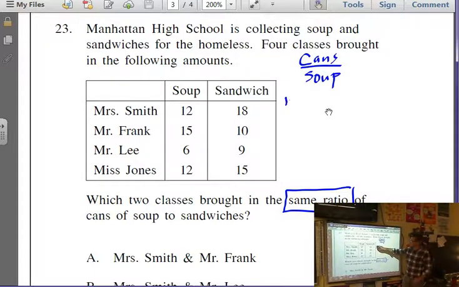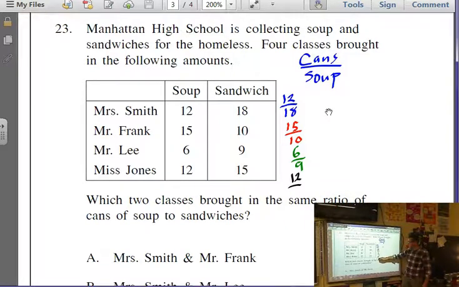So for Miss Smith, we have 12 over 18. We'll come back and simplify all these. For Mr. Frank, we have 15 over 10. For Miss Lee, we have 6 over 9. And for Miss Jones, we have 12 over 15. So when we simplify, we want to use the greatest factor we can to divide by.